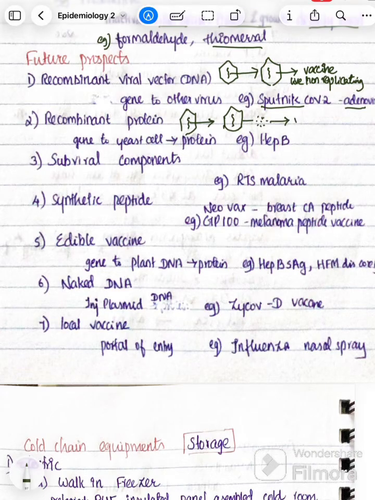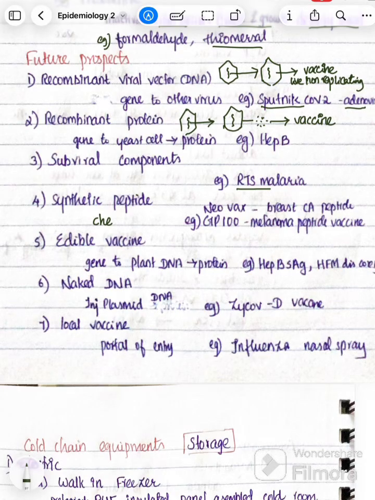So this protein will be used as a vaccine. Example, hepatitis B vaccine. Now subviral component. So some part of the organism will be injected as a vaccine. Example, RTS malaria vaccine.